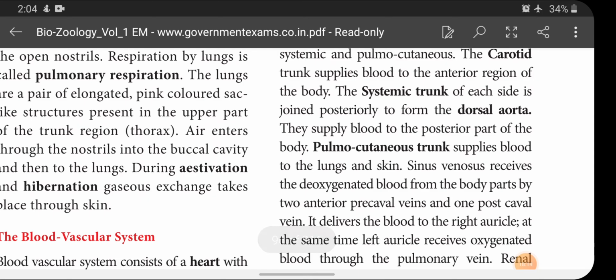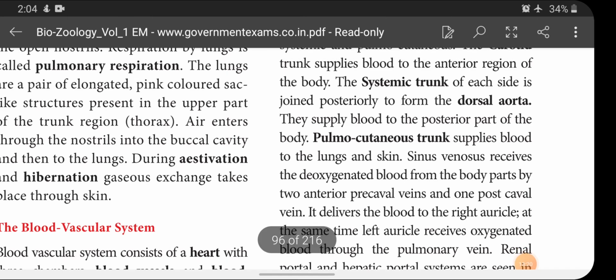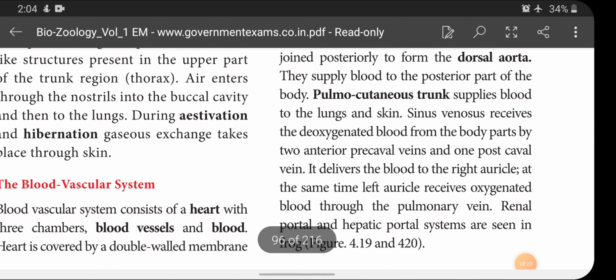Systemic of each side is joined posteriorly to form a dorsal aorta. They supply blood to the posterior part of the body. Pulmocutaneous trunk supplies blood to the lungs and skin. Sinus venosus receives the deoxygenated blood from the body parts by 2 anterior precaval veins and 1 postcaval vein. It delivers the blood to the right auricle. At the same time, the left auricle receives oxygenated blood through the pulmonary vein.